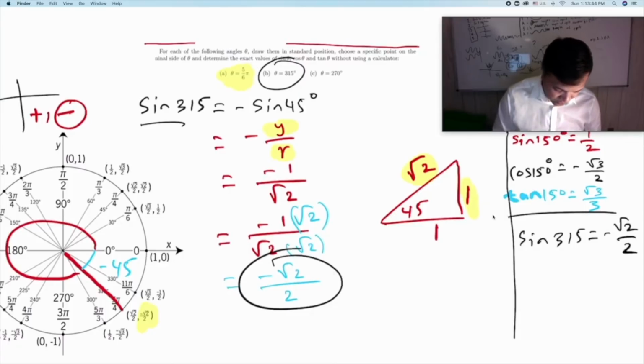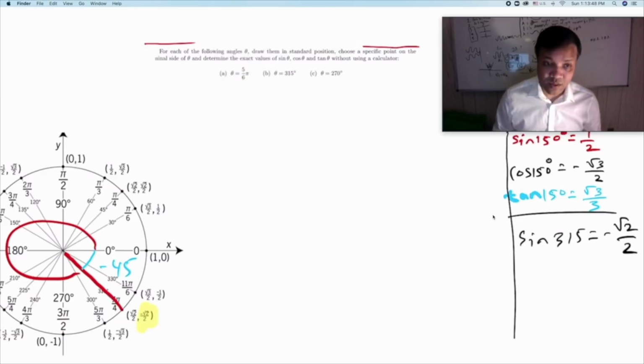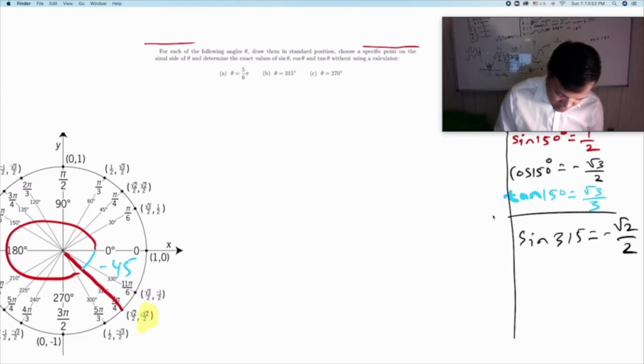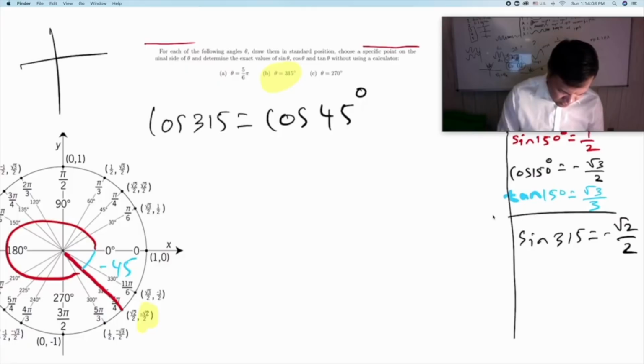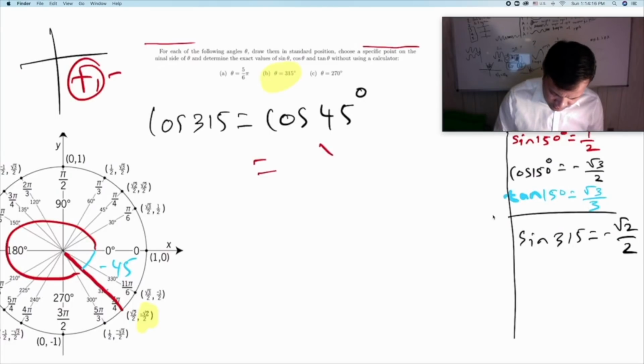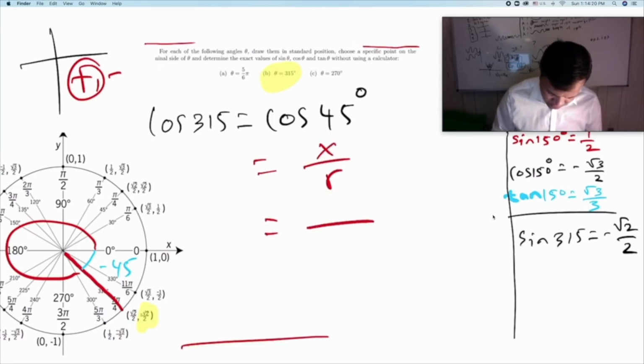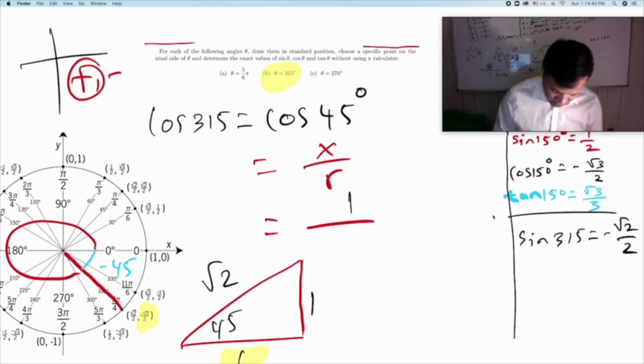Now we are heading to cosine 315. Cosine 315 is equal to cosine 45. Why cosine 45? Because in the fourth quadrant, cosine is positive and sine is negative. Cosine 45 is x over r. So what is x? Let's put it in a right triangle. This is my 45 degree angle, this is 1, this is 1, and this is the square root of 2. So my x is 1, and my r is the square root of 2.